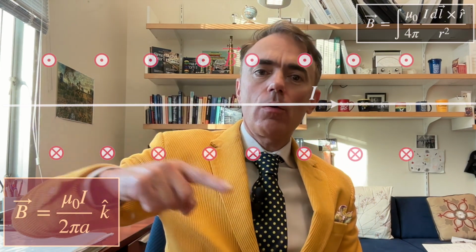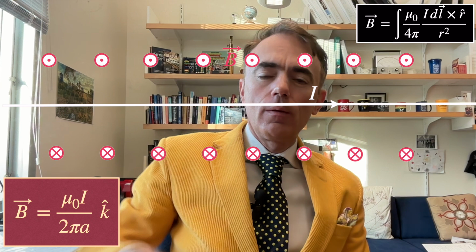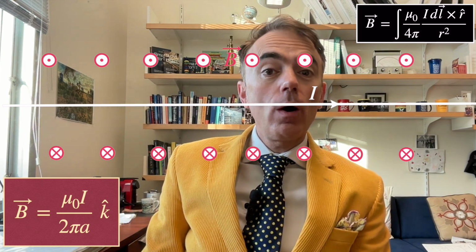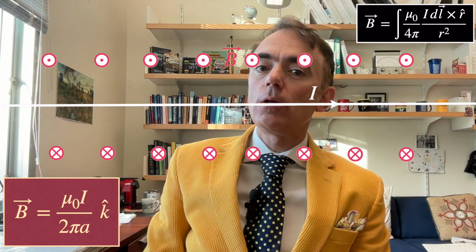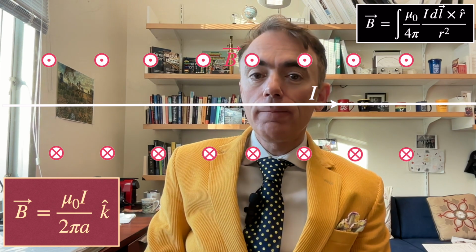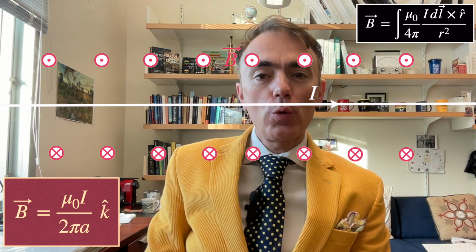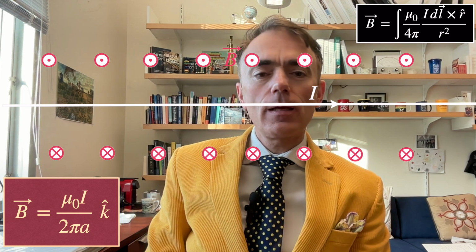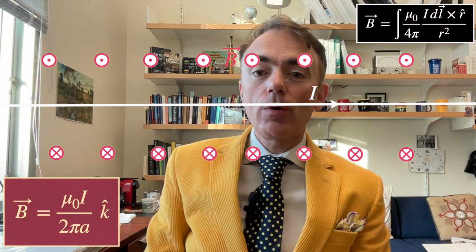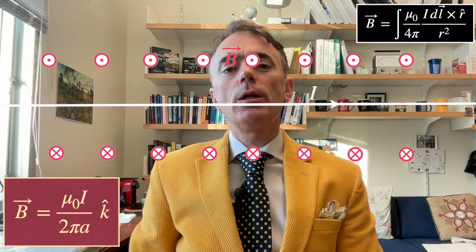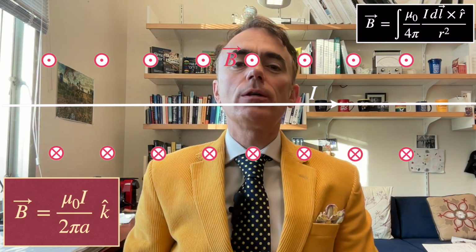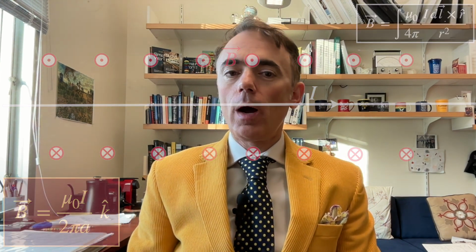The symmetry of the setup shows that the magnetic field components along the wire cancel out, leaving only a circular component around the wire. Integrating along the length of the wire gives B equals mu naught I over 2 pi a. This result shows that the magnetic field at a distance a from a long straight conductor is directly proportional to the current and inversely proportional to the distance from the wire.